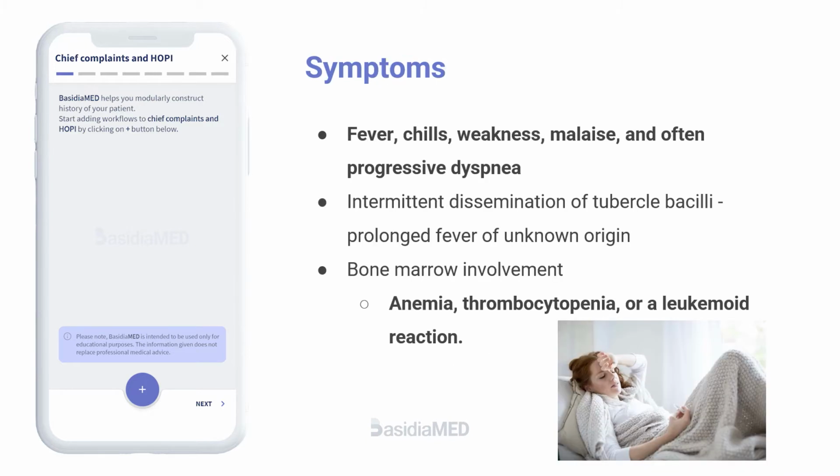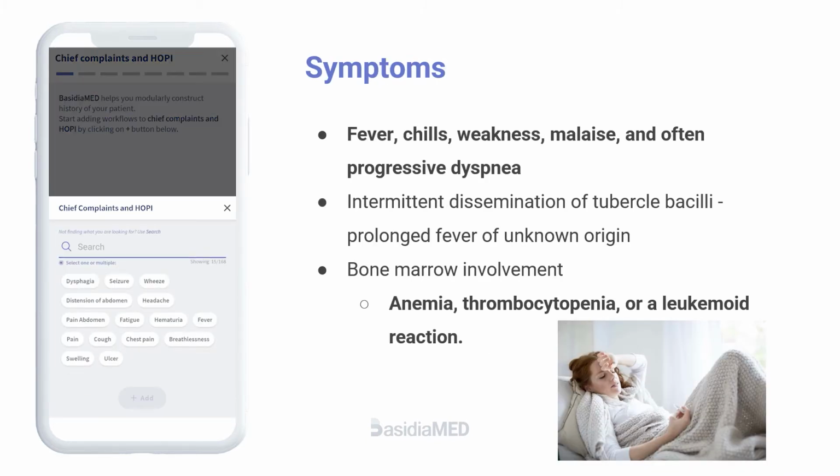Look for the following symptoms in such patients: fever, chills, weakness, malaise, and often progressive dyspnea. Intermittent dissemination of tubercle bacilli may lead to a prolonged fever of unknown origin. Bone marrow involvement may cause anemia, thrombocytopenia, or a leukemoid reaction.